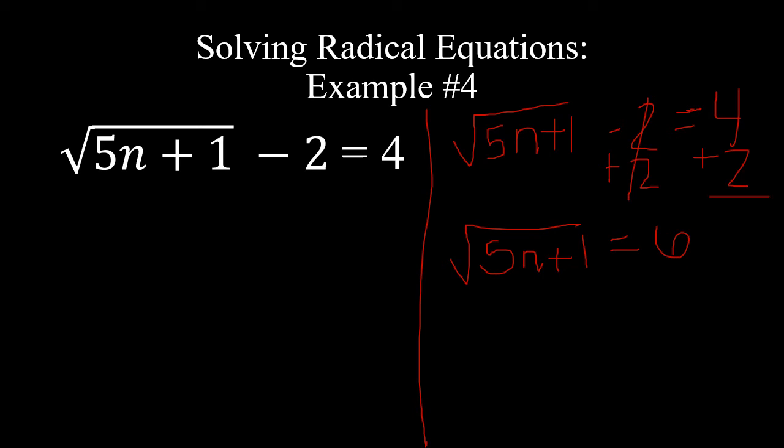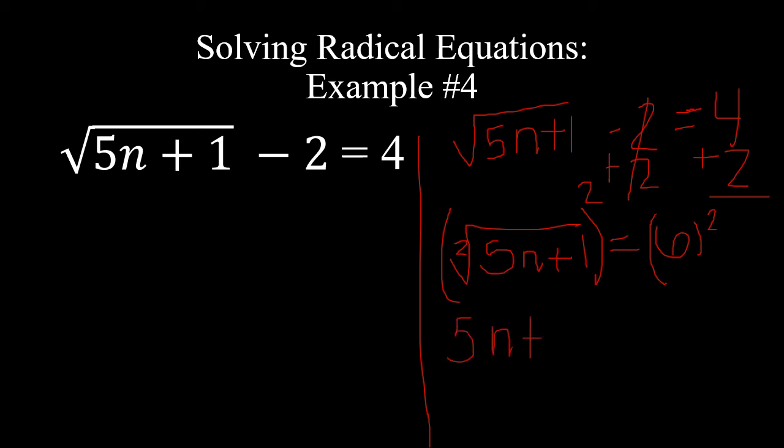Now we can move on to our second step and raise to the index power. Again, this is a square root, so we have that invisible index of 2. We're going to be squaring both sides here. So let's do that. Square the left, square the right. The square root of 5n plus 1 squared is 5n plus 1, of course, because the index and the exponent just cancel. 6 squared, that's 6 times 6, 2 copies of 6 being multiplied together, is 36.